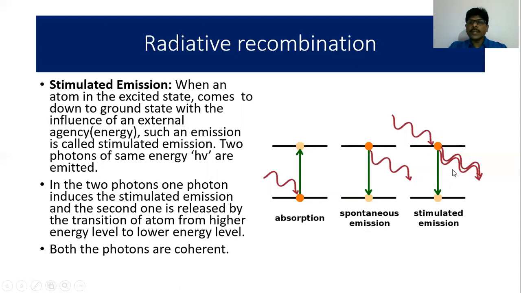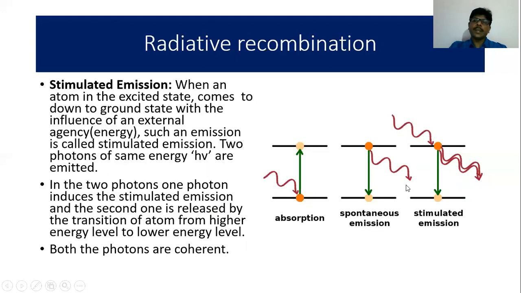The third diagram over here is about stimulated emission. When an atom in the excited state comes down to the ground state under the influence of external energy, such an emission is called stimulated emission. Two photons of the same energy h nu are emitted. Of the two photons, one induces the stimulated emission and the second one is released by the transition of the atom from a higher energy level to a lower energy level. Both the photons are coherent.